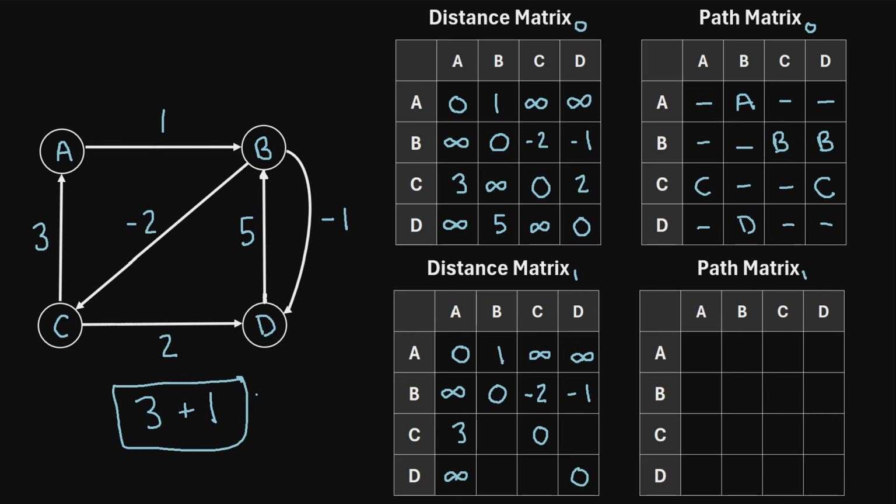So is 3 plus 1, which is 4, shorter than the current distance from C to B? Yes, it is. So we're going to update that value and make it a 4. So we'll write a 4 right here.